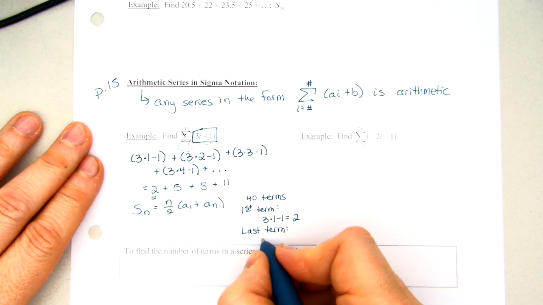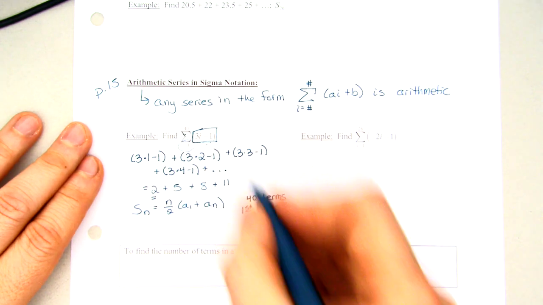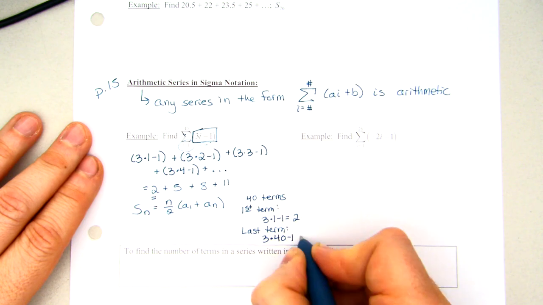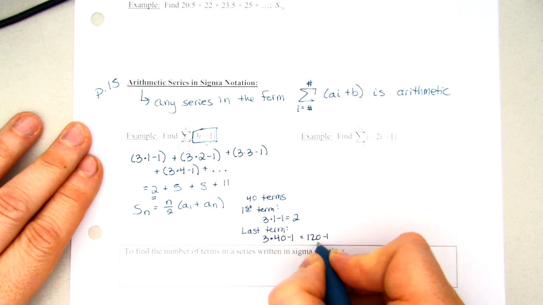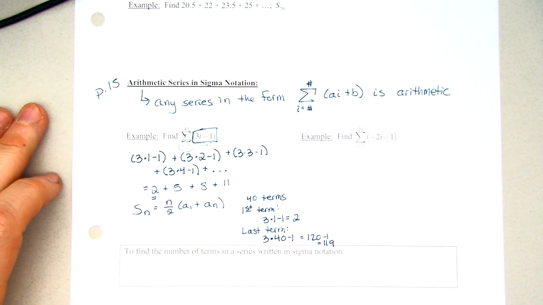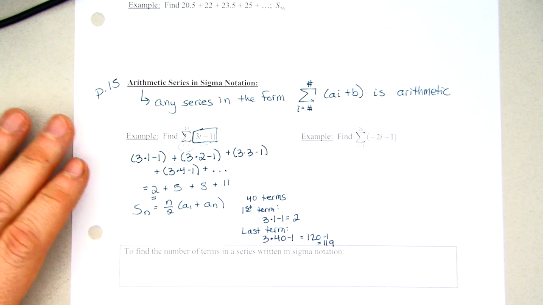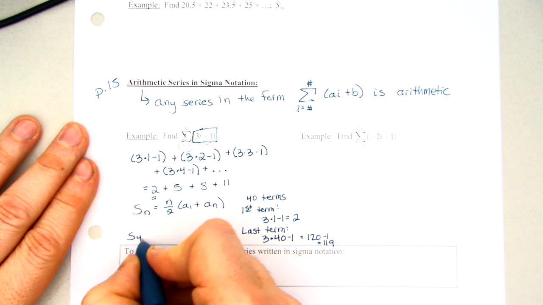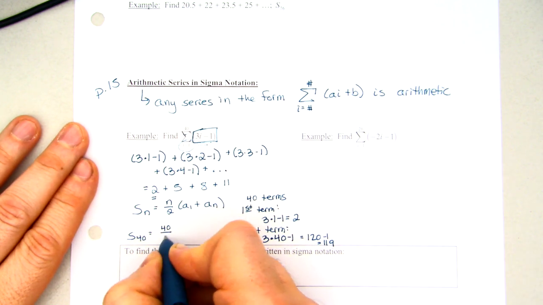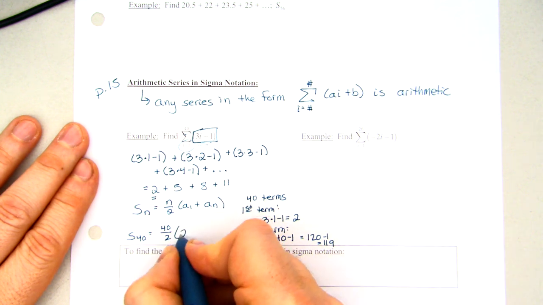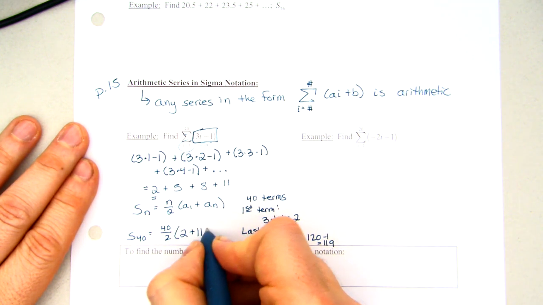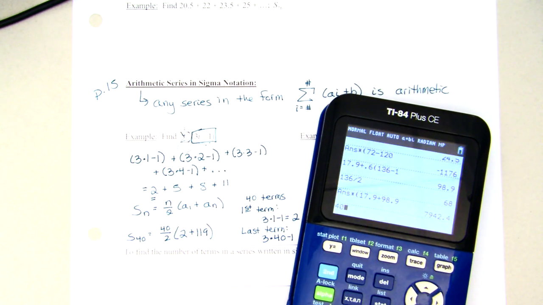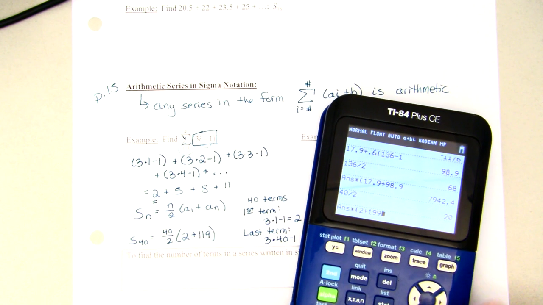To find my last term, all I need to do is plug in that upper limit to my formula, and I can do 3 times 40 minus 1. That's going to give me 120 minus 1. That's going to give me 119. I now have everything I need to be able to use my S sub n formula. S sub 40 is going to equal 40 over 2 times a1 is 2, and an, my last term, is 119. Now we go to our calculator. 40 over 2 times 2 plus 119.